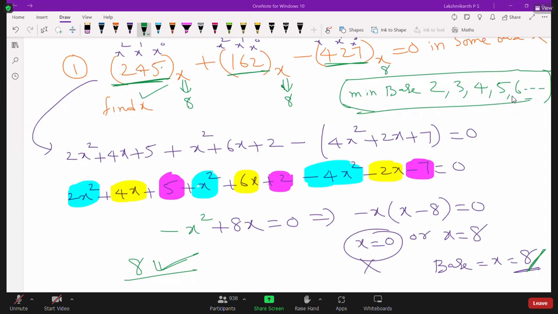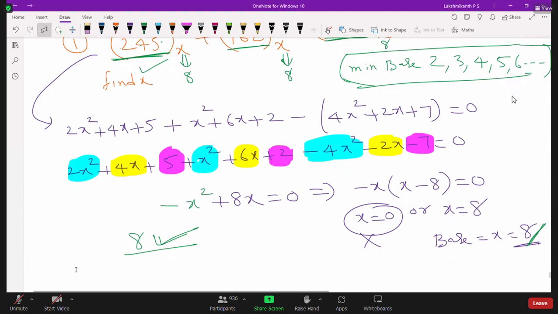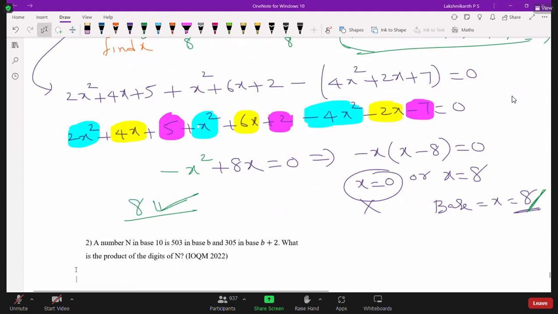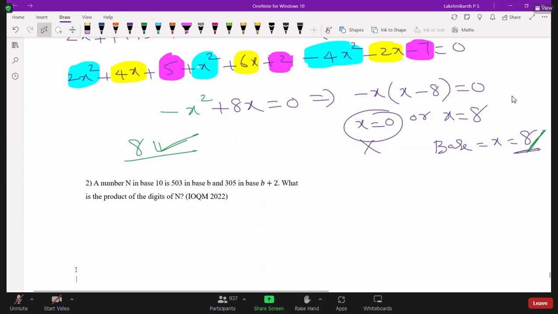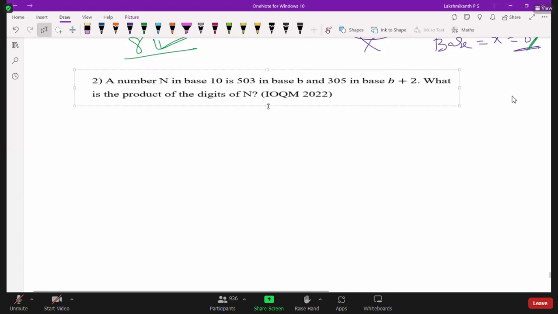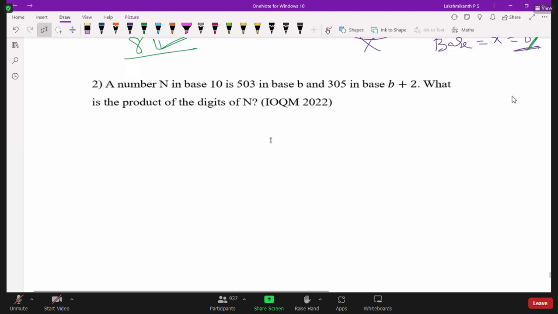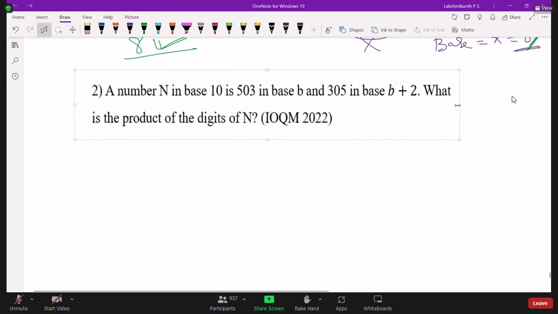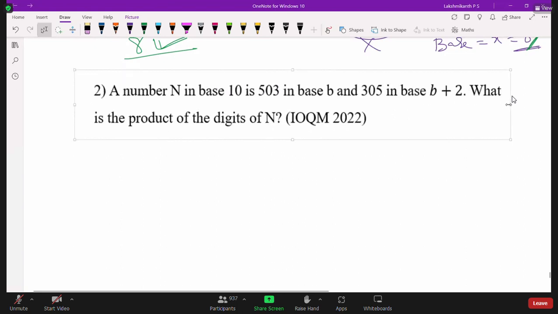Okay. So now like this, one very simple question was asked in a previous exam, IOQM. See, now this is the question they asked. A number in base 10 is 503. In base B, 305. So we have to find out the product of digits of n. Okay. So now how to find out? See, very simple question, this one.